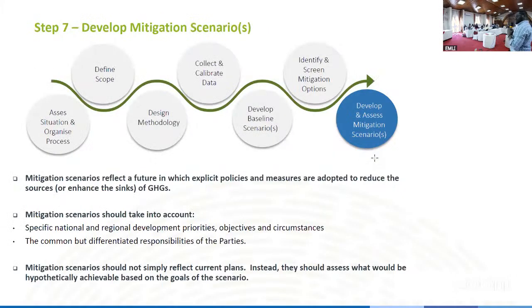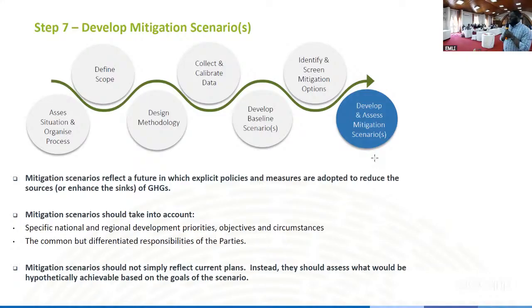Yes, so after you've done the screening and identified possible activities, then you develop the mitigation scenarios. So you can pick a number of activities, run them through the scenario process, and identify how much they will reduce the emissions. The mitigation scenarios basically will reflect what the future will look like, or possibly look like, if you implemented these mitigation efforts.